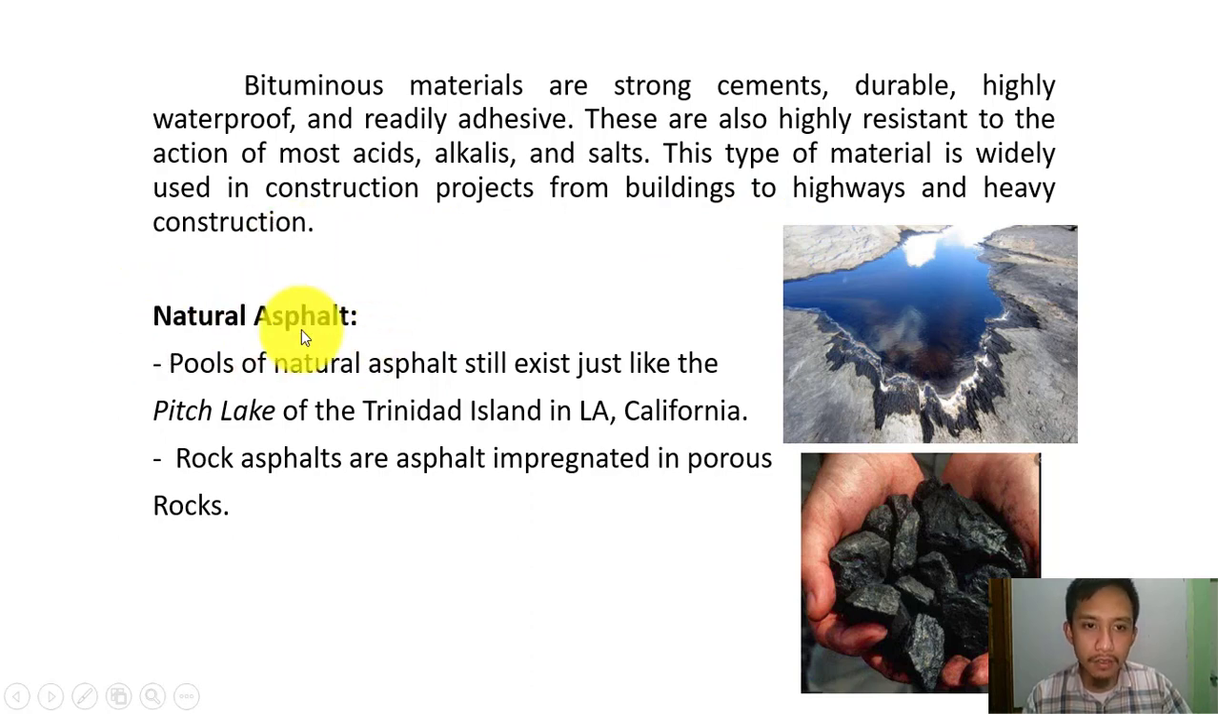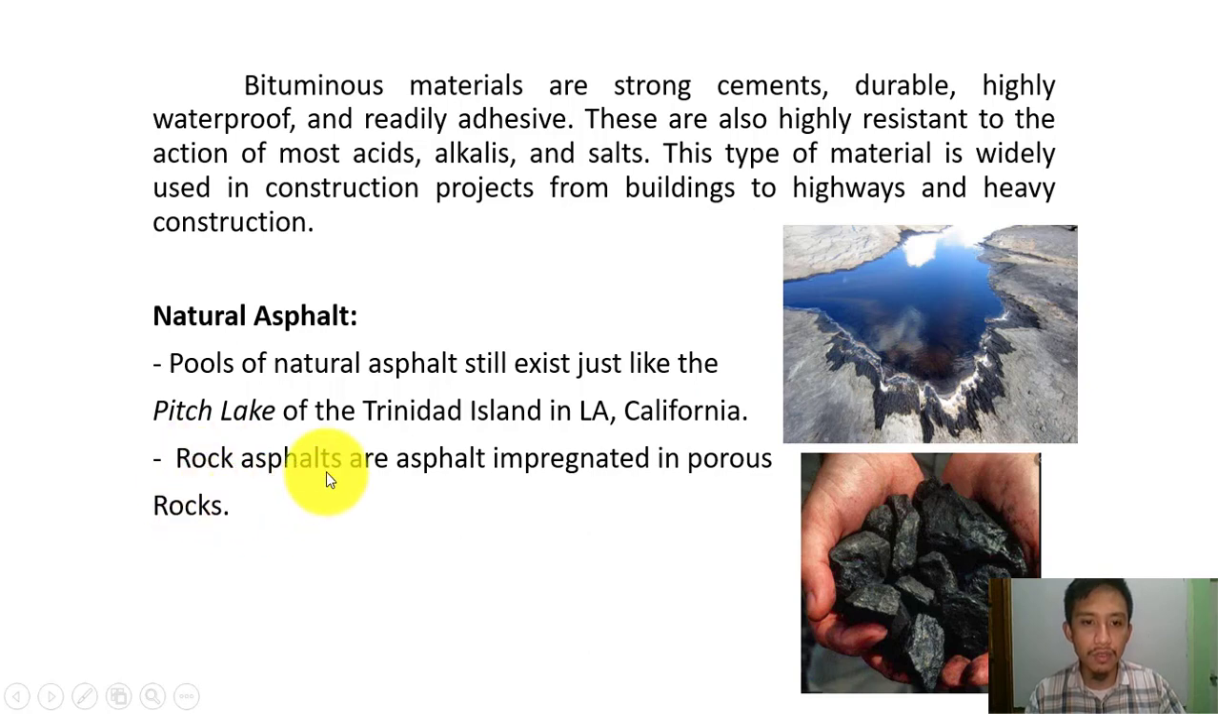So what are the sources of this? We have what we call natural asphalt. Pools of natural asphalt still exist, like the Pitch Lake, which is commonly known, found on Trinidad Island, and also in California, LA, California. We also have what we call rock asphalts, which are asphalt impregnated in porous rocks. So there are natural asphalts which are already liquid in their original form, like your Pitch Lake, or the pools of natural asphalt.